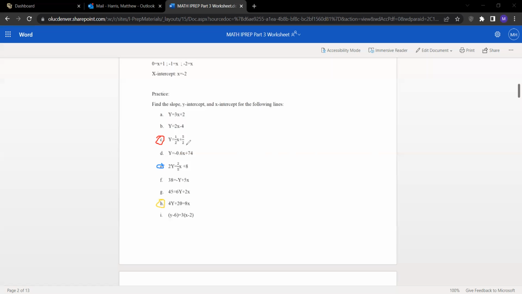First we have y equals 1/2 of x plus 5 over 2. First, what is the slope? y equals mx plus b, it's m. m equals 1/2. Then we have our y-intercept.